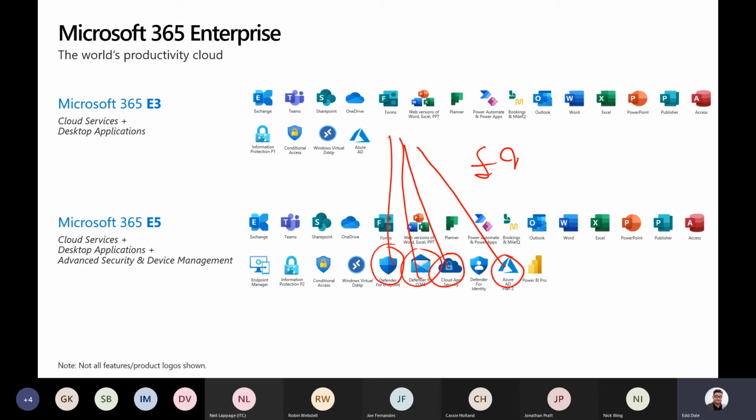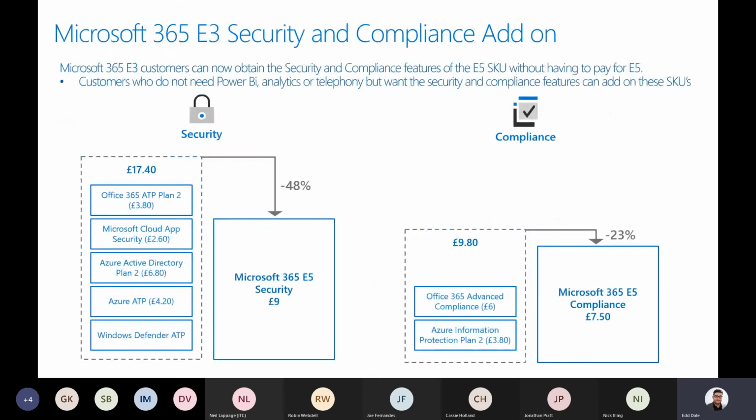Oh, and sorry, Defender for Identity should be in there as well. So all of these products, again, can go in for only £9. So for those customers that are struggling with that £20 difference, again, that can really potentially help. This is a great alternative to that.